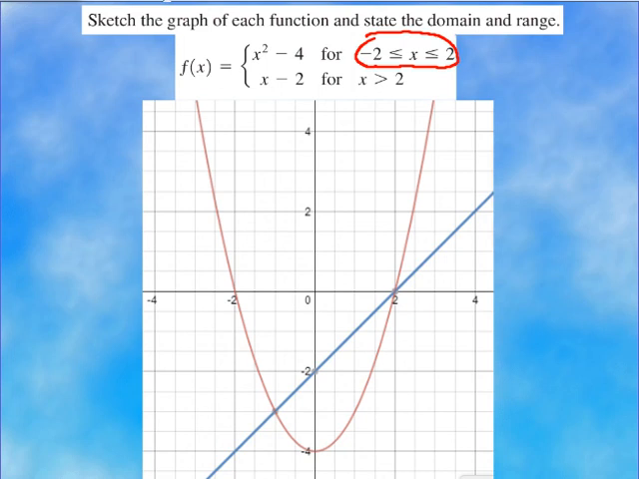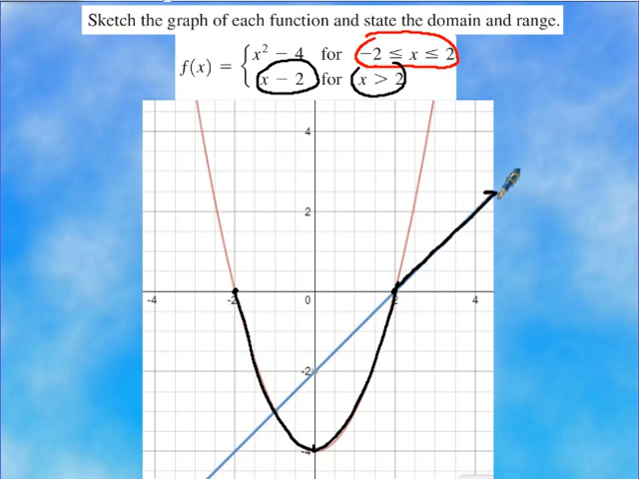So here's what I would do. If you're going to use a graphing calculator, just know that the graph that you're going to get, you're not going to use all of it. You're only going to graph x squared minus 4 from here to here. So you've got just this part. You're only going to graph x minus 2 from 2 on. So you've only got this part.